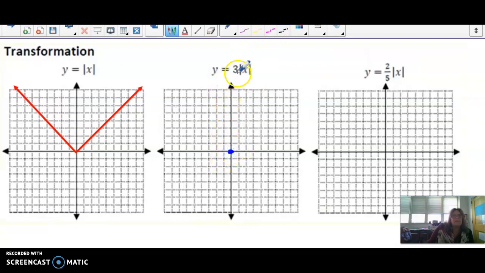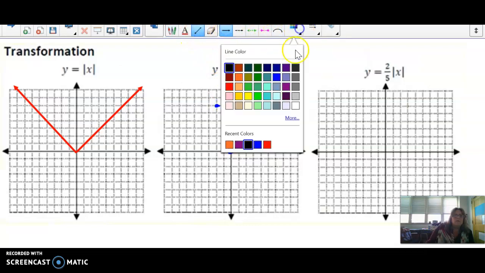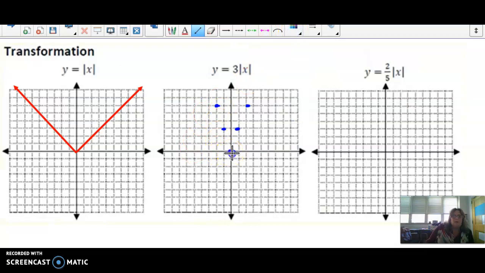But this tells us our steepness, like in a line. We're going to go up 3 and to the right 1, up 3 to the right 1. And then we just simply do the same thing on the other side in the opposite direction, so that when we go to graph this one, it looks steeper. That 3 in front of it stretches our graph.